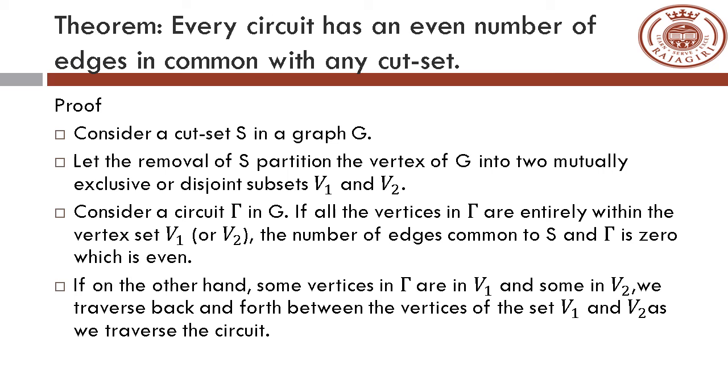Consider a circuit gamma in G. If all the vertices in gamma are entirely within the vertex set V1 or in V2, the number of edges common to S and gamma is 0, which is considered as an even number. If, on the other hand, some vertices in gamma are in V1 and some in V2, we can travel back and forth between the vertices of the sets V1 and V2 as we traverse the circuit. This can be illustrated by an example.